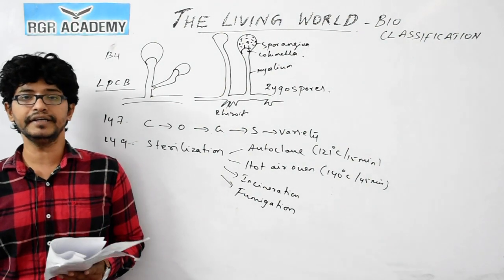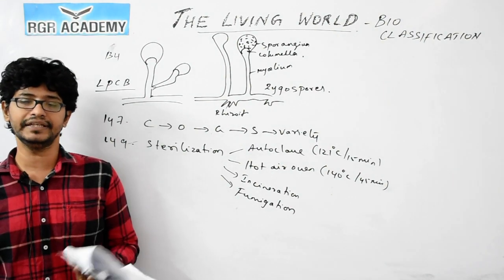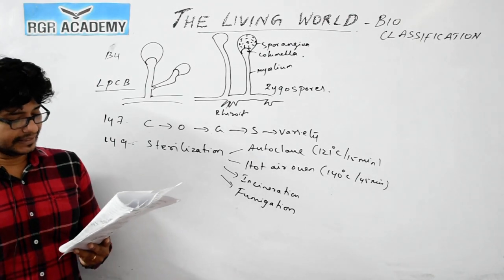152, in the 5 kingdom classification, which kingdom incorporates prokaryotes? It's very simple, Monera. Monera is for the prokaryotes. 3 is the correct answer.